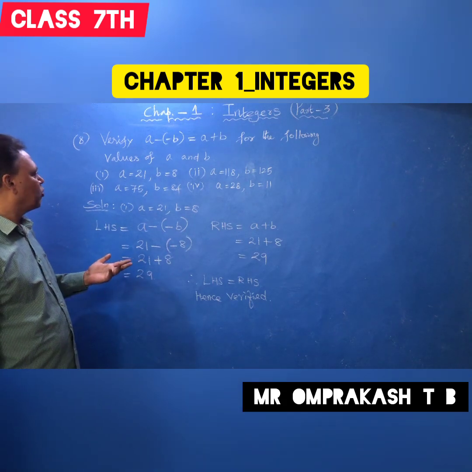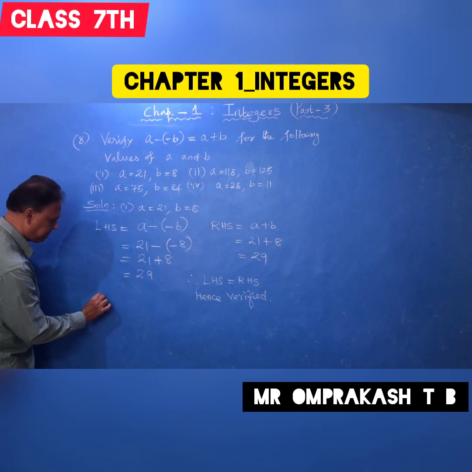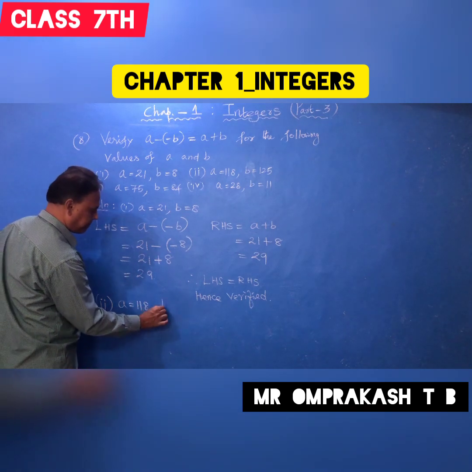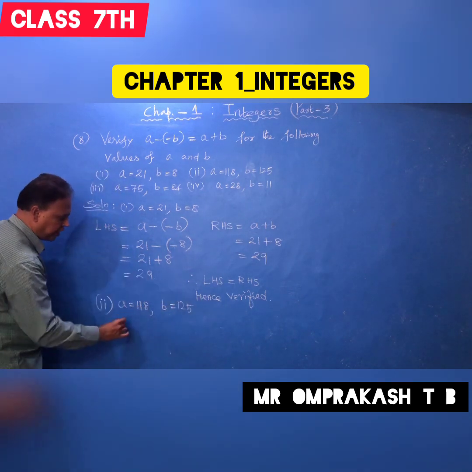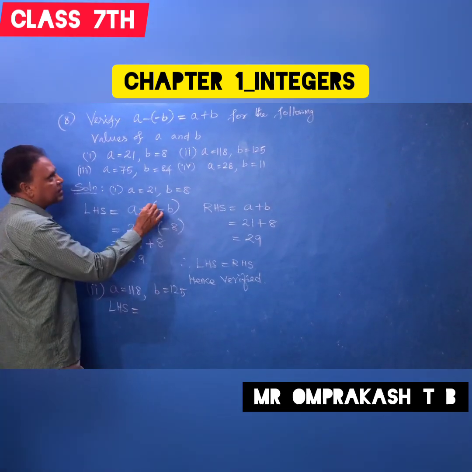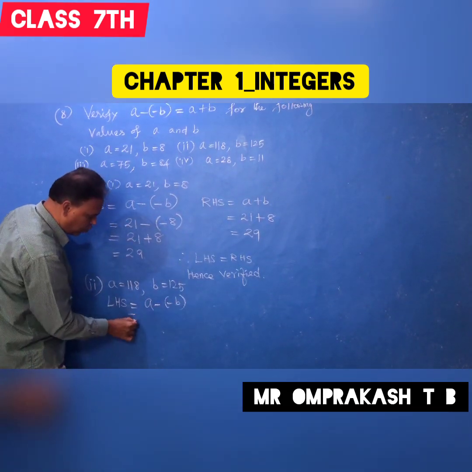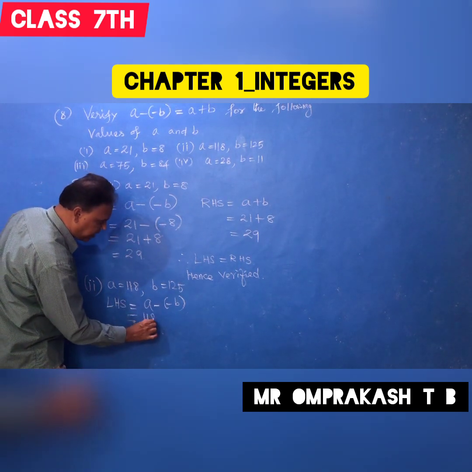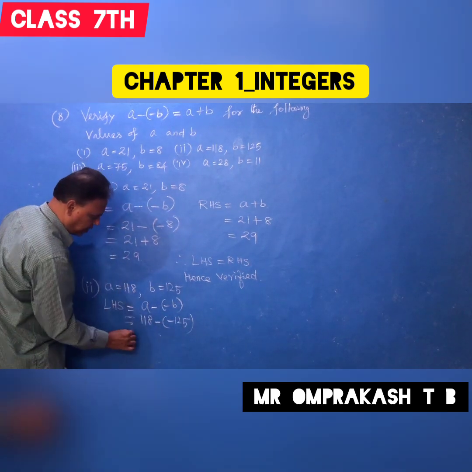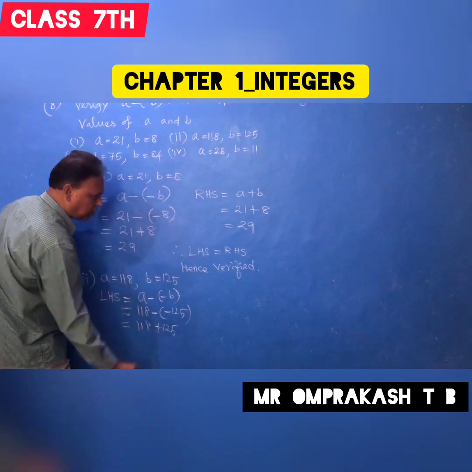Okay. One more problem we will see. That is the second problem we will see. First take left hand side. So left hand side you write as it is, left hand side of this statement, a minus of minus b. Now put the value. What is a? 118 minus of minus 125, right? So 118 minus of minus again plus 125.